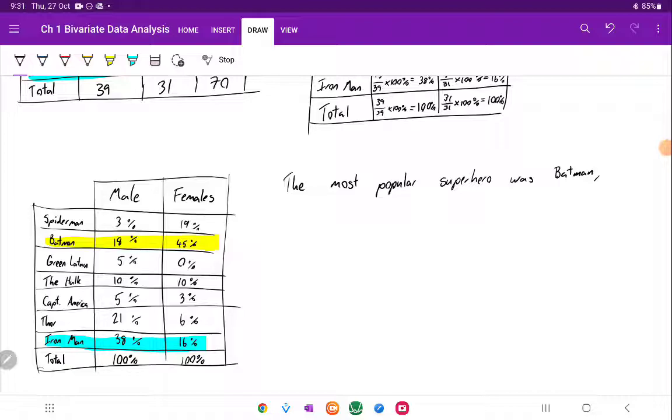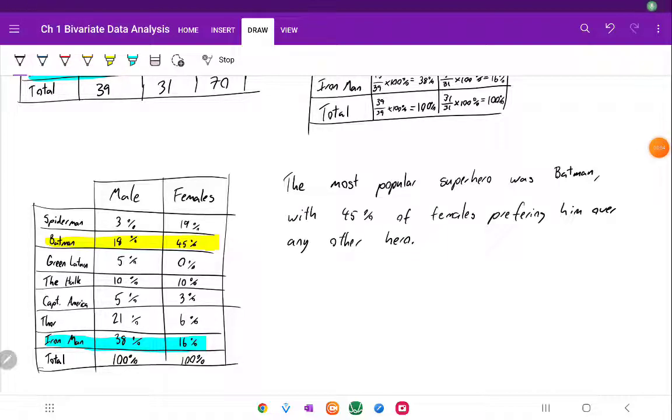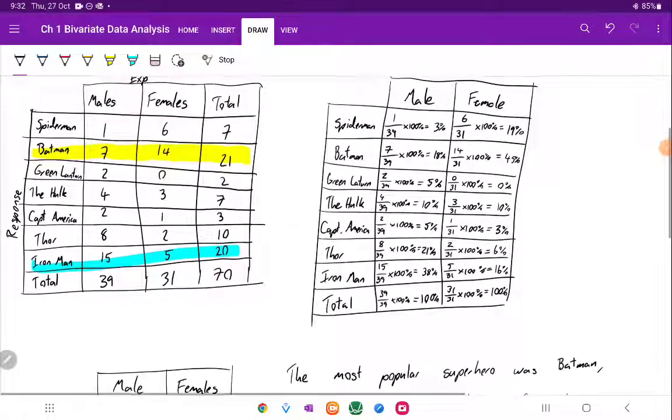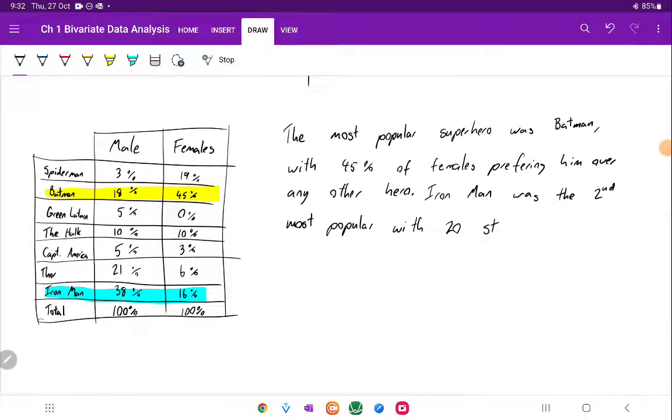All right. Iron Man was the second most popular, with 20 students choosing him. Right, we can see that from up here. 20 students, 20 people preferring him. With 38% of the men choosing him.